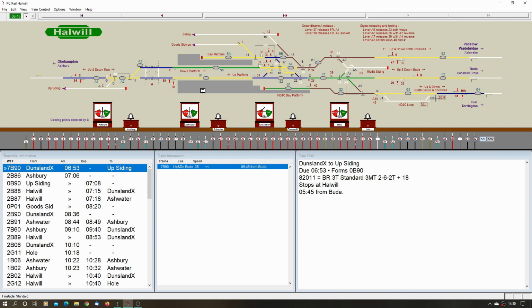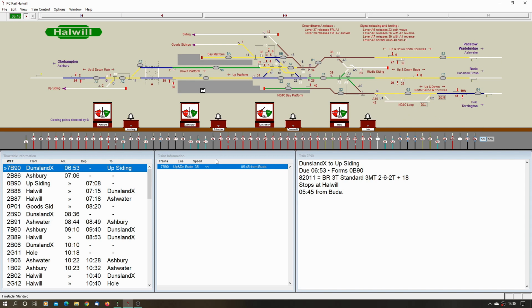Obviously that one's locked because it's going across. So they operated by B1 and B2, which operated by these two levers here. I don't think there's anything booked in the timetable as far as I'm aware what uses those, but you never know.